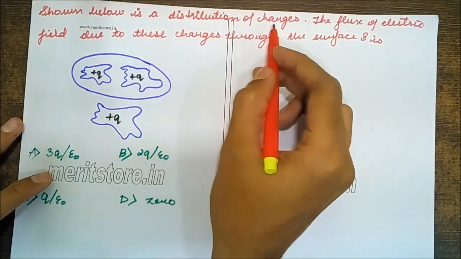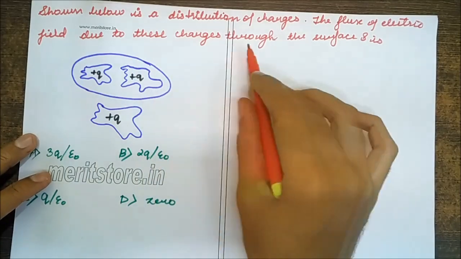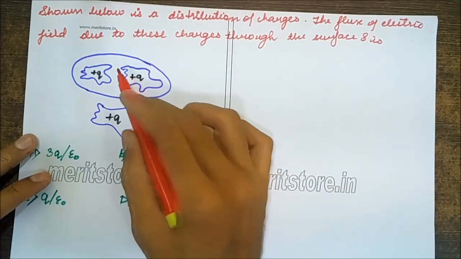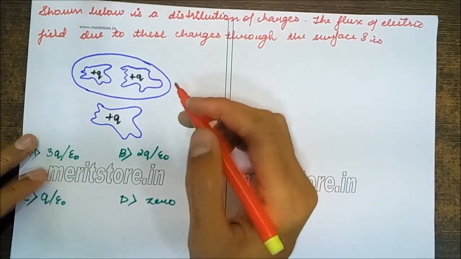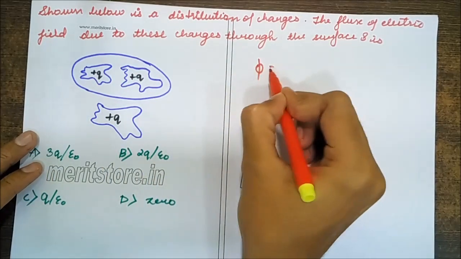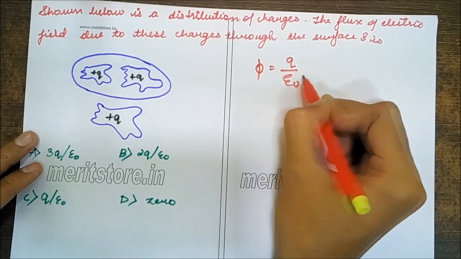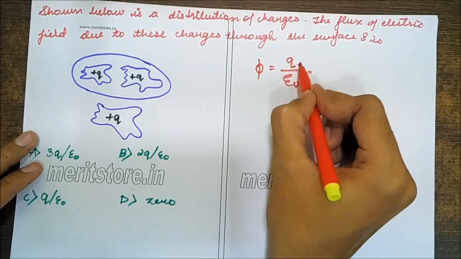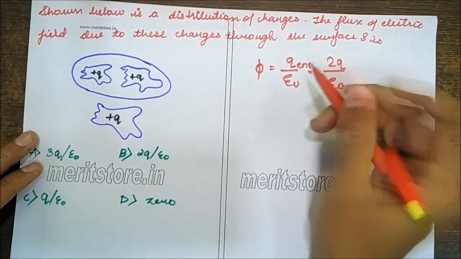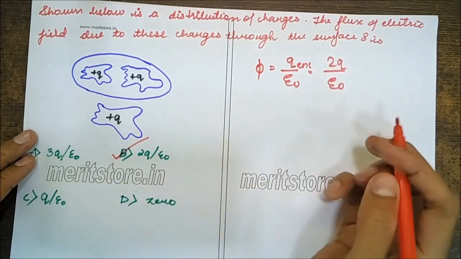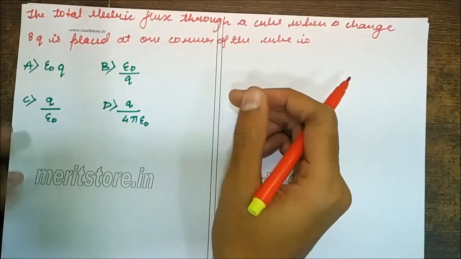Shown below is the distribution of charge. The flux of electric field due to these charges through the surface S is? So there are 3 charges, one is outside the surface and two are within the surface. The flux will be equal to charge upon epsilon naught, where the charge is the total charge enclosed. Here there are 2 charges enclosed, so 2q upon epsilon naught will be the flux. So B is the correct option, 2q upon epsilon naught.